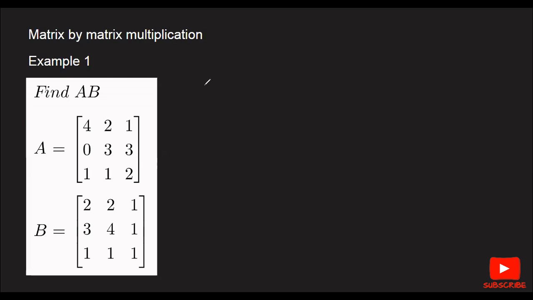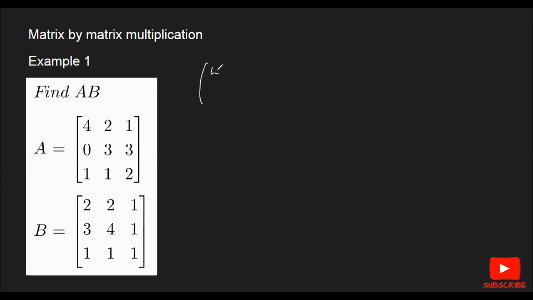In this video, we're going to learn how to multiply a matrix by a matrix. Now, let's consider the example we have here. We have a matrix A, which is a 3 by 3 matrix, and we have another matrix B, which is a 3 by 3 matrix. These are simply 3 by 3 matrices because they have 3 rows and 3 columns. So how do we actually multiply these matrices? Let's see how to go about it.